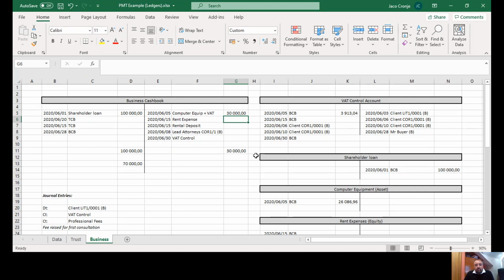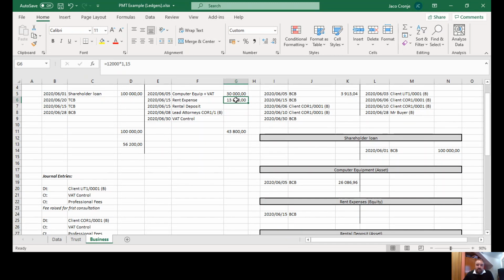So what did we say when we did the computer example? We said that the amount that goes out of your business bank will always be the VAT inclusive amount. So that means it will be 12,000 Rand times 1.15, because I've got exclusive. So to get inclusive, I times by 1.15. So that means I have a cash outflow of 13,800. So now I need to go and account for that. That's my credit entry. What will the debit entry be?